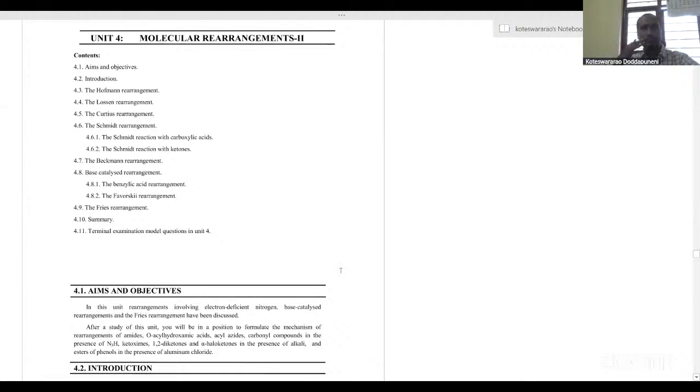Yes, good afternoon, all. In continuation to the previous class, today we are going to discuss molecular rearrangement 2. In this class, we are going to discuss some named reactions: Hoffmann rearrangement, Lossen rearrangement, Curtius rearrangement, Schmidt rearrangement, Beckmann rearrangement, and base catalyzed rearrangements, that is benzilic acid rearrangement, Favorskii rearrangement, and Fries rearrangement.